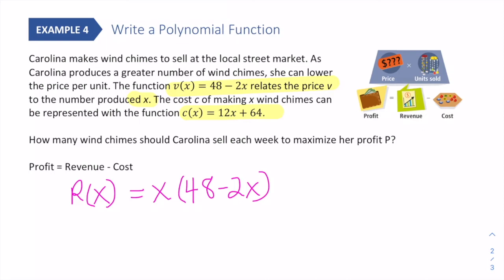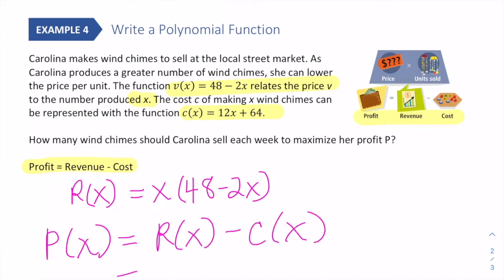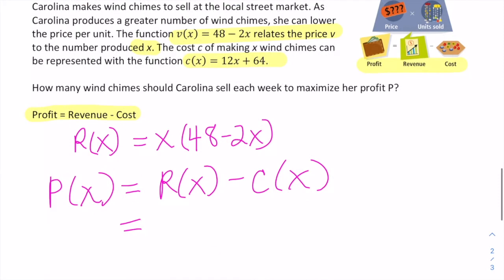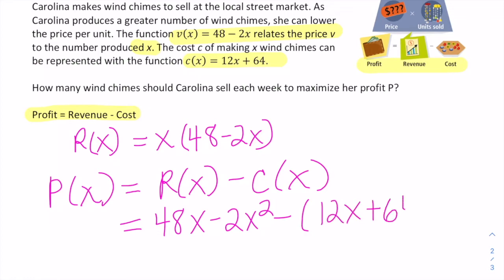And so the cost is 12x plus 64. So whenever we want to find the profit, we always subtract the cost from the revenue. So if we're given the cost here, we could say the profit for Carolina's store will be the revenue minus the cost. And we know that the revenue is, I could rewrite this as 48x minus 2x squared, and then minus the cost, which is 12x plus 64.